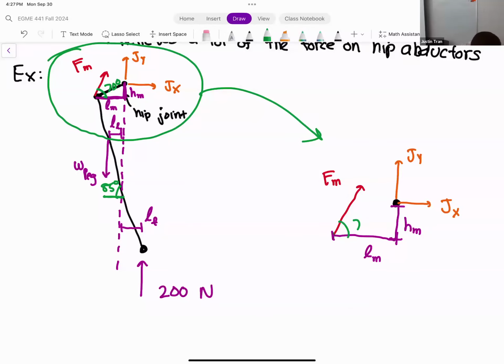And this angle right here is 70 degrees. So what I drew there was just a blown up version of what's in that circle, just because there's a lot going on there.